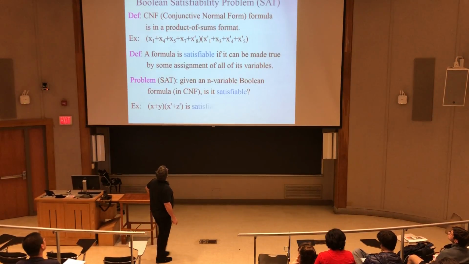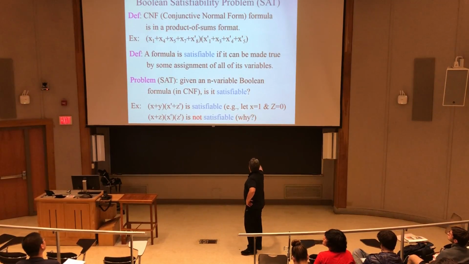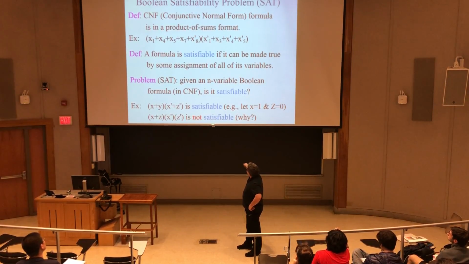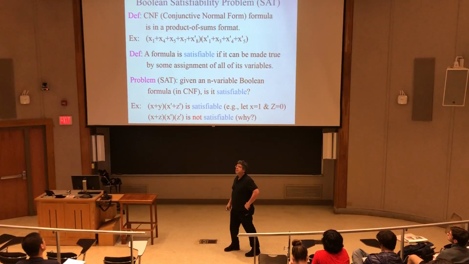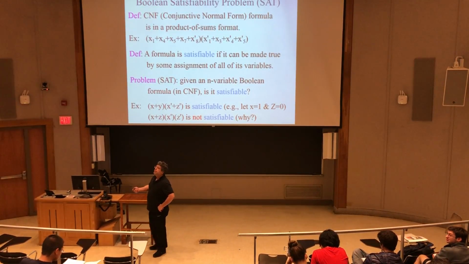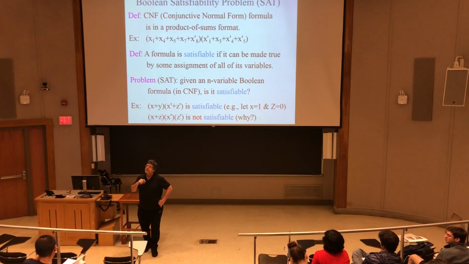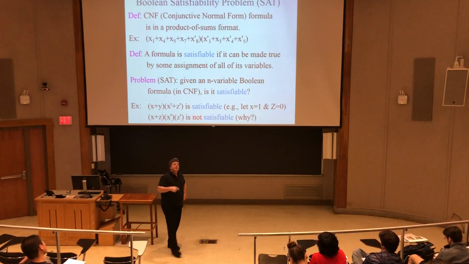Okay. And we mentioned satisfiability. Given a Boolean formula, is it satisfiable? So here's an example of a satisfiable formula. Here's an example of a not satisfiable formula. And the satisfiability problem is basically to determine which is which. I give you a Boolean formula, and you tell me if it's satisfiable or not. You don't have to give me the assignment of the variables that satisfy, notice, just whether it's satisfiable or not.